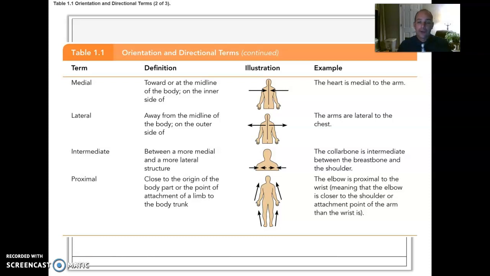The collarbone, which is known as the clavicle, and I hate that your textbook used collarbone, is intermediate between the breastbone, which is called the sternum, and the shoulder, which is called the scapula. So I'm not sure what they're doing there.